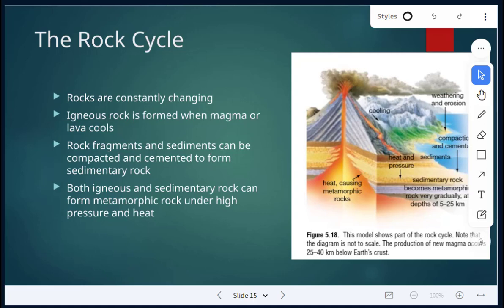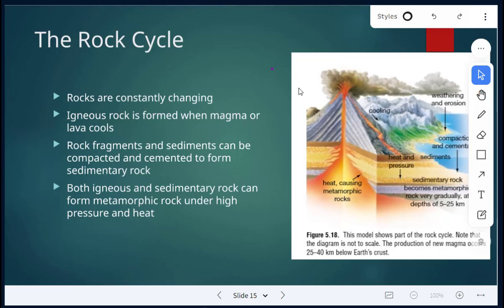Okay, so today's lesson we're going to talk about the rock cycle. So here in this diagram, we're looking at a part of the rock cycle and just how rocks are constantly changing. So we know igneous rock is formed when magma or lava cools. Those rock fragments and sediments can be compacted or cemented to form sedimentary rock. And then both the igneous and the sedimentary rock can form metamorphic rock under high pressure and heat.